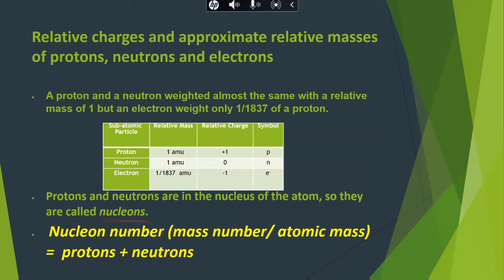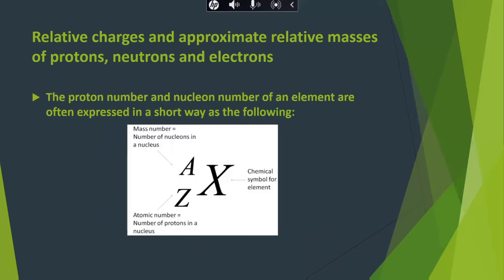So what I was telling you at the time: you can call it nucleon number, you can call it mass number, you can use the term atomic mass. All three of them tell you one thing, that is the number of protons plus the number of neutrons, because the nucleus is the home for protons and neutrons only, not for electrons. Now here the situation is the proton number.